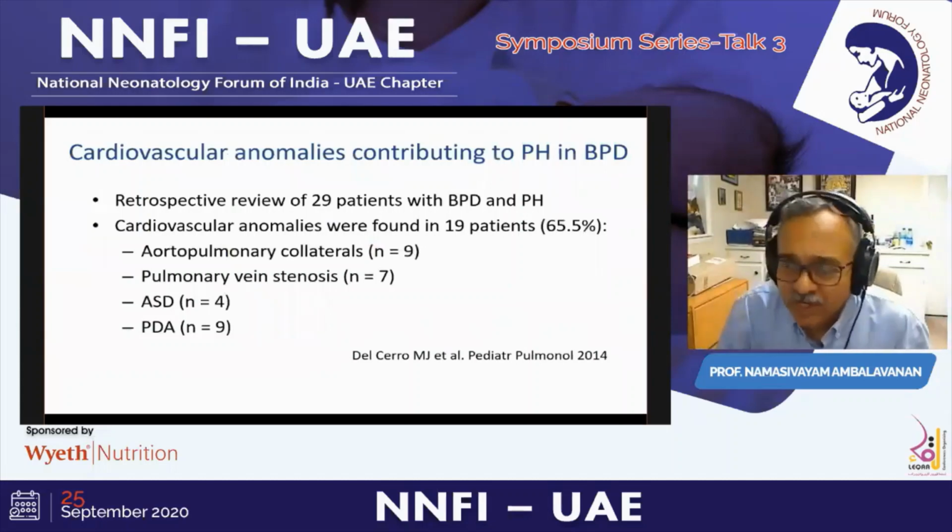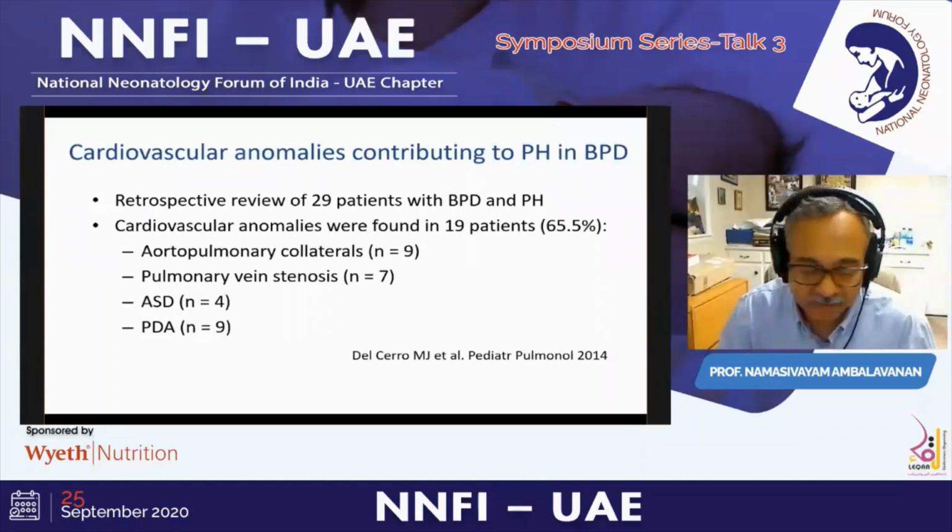What is the rate of cardiovascular anomalies contributing to pulmonary hypertension? So this is a retrospective review of only a few patients, 29 patients with BPD and pulmonary hypertension. Two-thirds of these infants, that is 19 out of 29, had cardiovascular anomalies. And what kind of anomalies were they? Nine of them had aortopulmonary collaterals, that is large collaterals directly from the systemic circulation to the pulmonary circulation. Seven of these 29 had pulmonary vein stenosis. Four had large ASDs, and nine had a hemodynamically significant PDA.